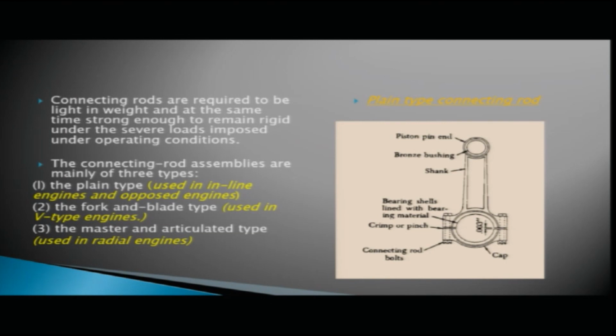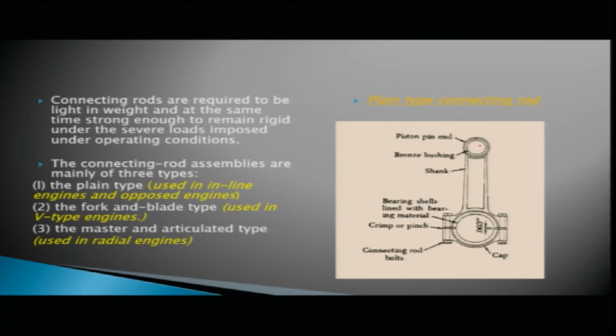The connecting rod assemblies are mainly of three types: the plain type, the fork and blade type, and the master and articulated type. Here in the diagram you can see a plain type connecting rod, which is mainly used in inline engines and opposed engines. This is the small end, this is your piston pin end, and this is your bigger end, which is your connecting rod end.